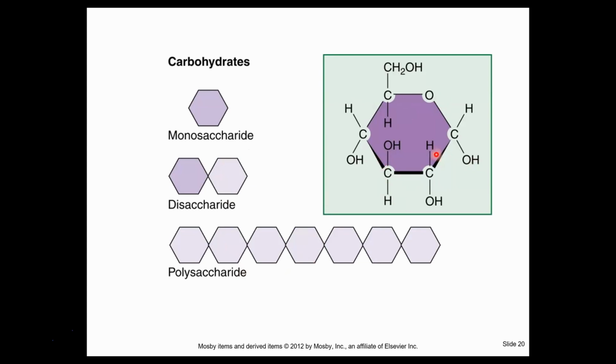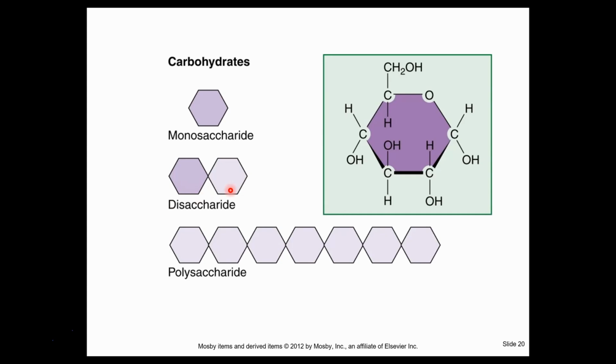Okay? And examples of the monosaccharides would be glucose, fructose, and galactose, or milk sugar. Then you have disaccharides, made from two monosaccharides. For example, glucose and fructose will make sucrose, and the sucrose is the table sugar that we are so accustomed to.